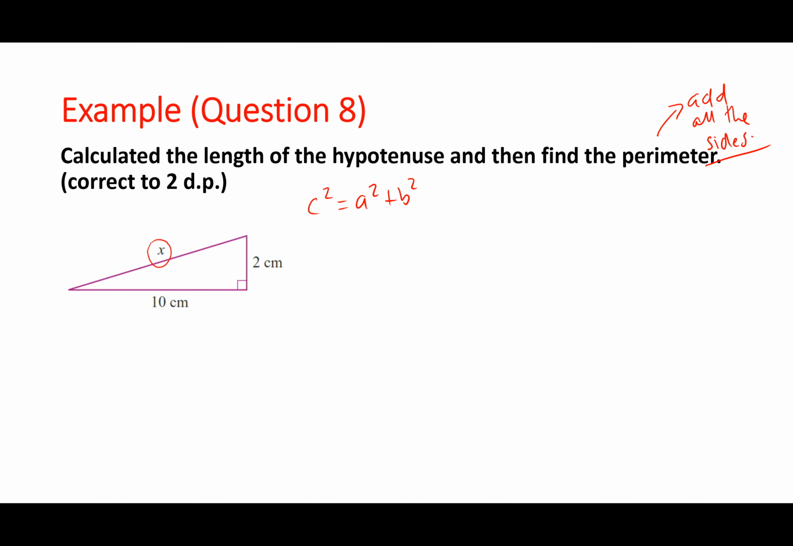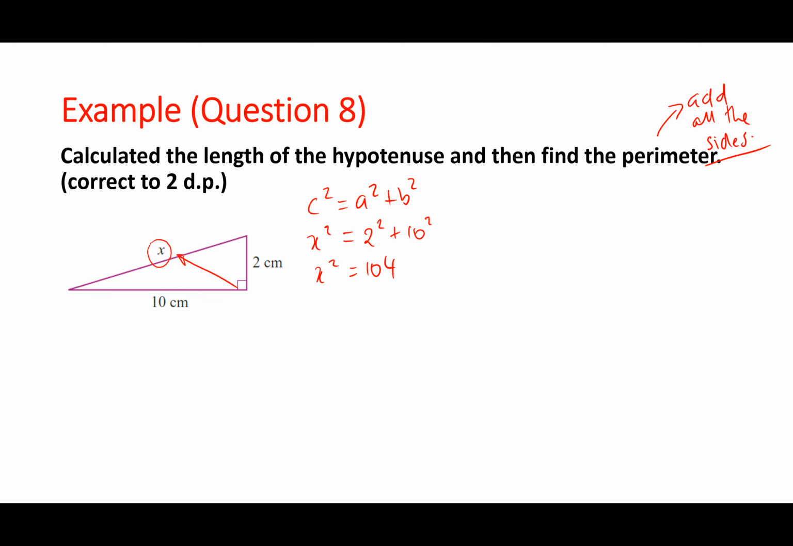Once we've done that, we're going to substitute our values in. My pronumeral in this case is x. Now, it might not always be x. It might be an A, or a C, or an F, or Q. It could be anything, but we just use x for simplicity's sake. 2 squared plus 10 squared. So x squared is equal to 2 squared is 4, and 10 squared is 100. So 100 plus 4 is 104.